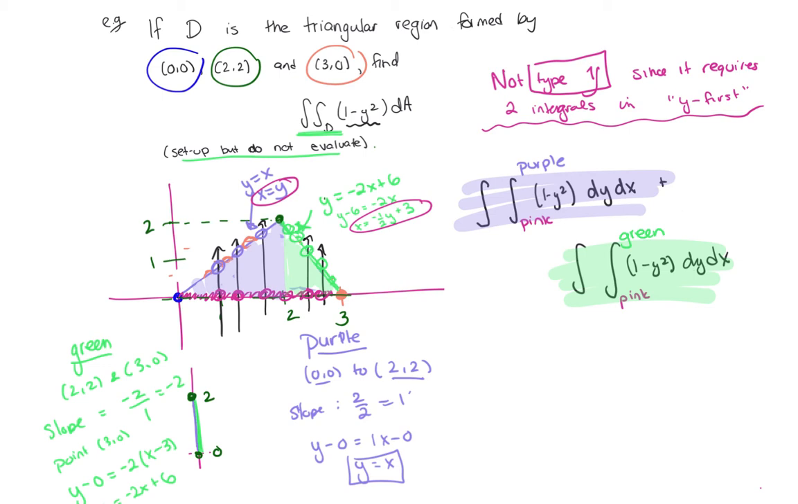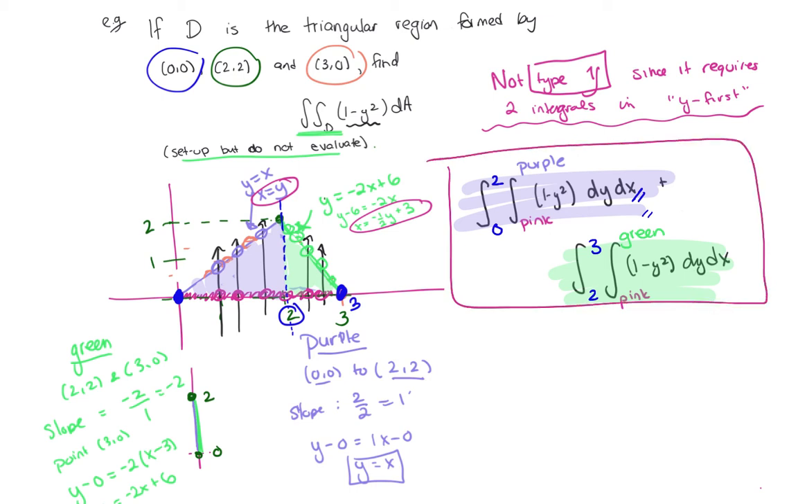And now we have to think about our x bounds. So if I look at it, x we know overall goes from x equals 0 all the way out here to x equals 3. But I'm going to switch from that purple region to that green region here at x equals 2. So the purple region only lasts from x equals 0 to x equals 2, while the green region goes from 2 to 3. So again, we can set this up as a y first integral. It needs 2 integrals, so we don't call it type y, but it can be set up as a y first integral.